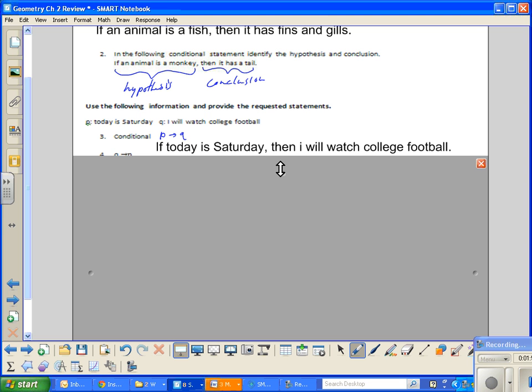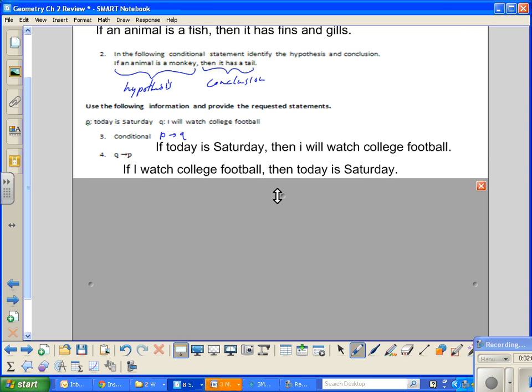All right. Next statement, simple enough, it just tells us Q to P. So if Q, then P. So we're taking this statement we just wrote in number 3, and we're flipping it around so that the Q's in front, the P's in back. So it becomes, if I watch college football, then today is Saturday.